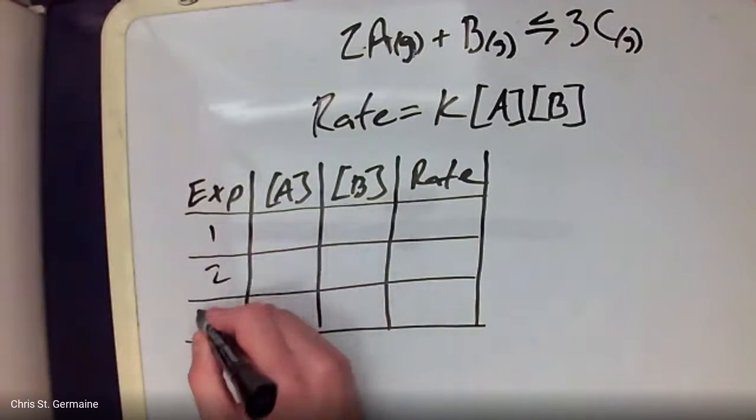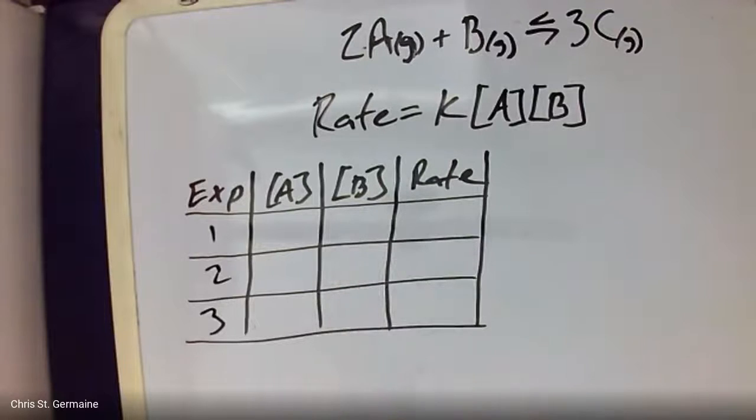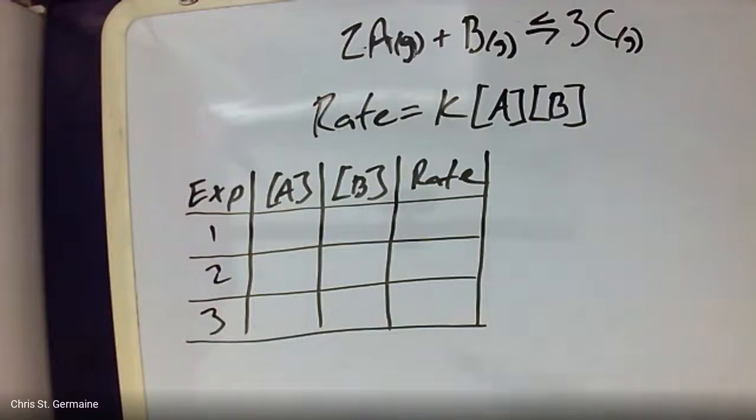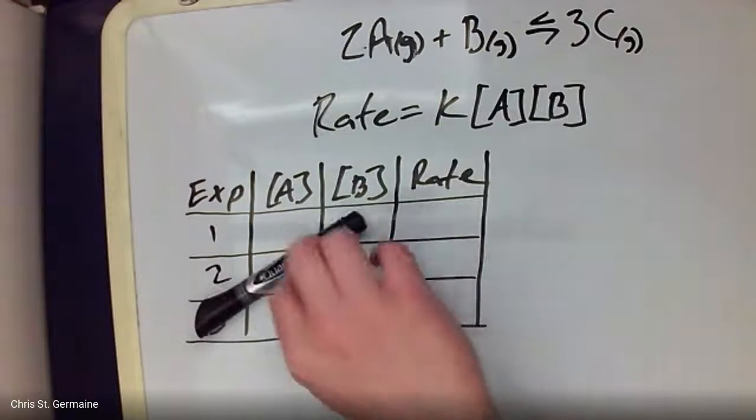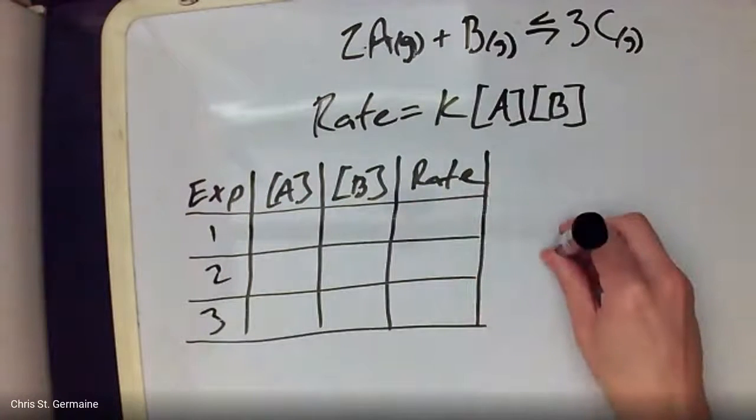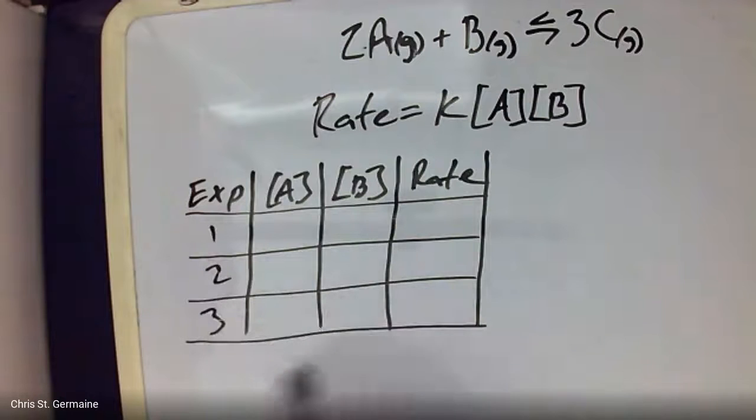What you have to do, first off, what does rate mean? What is the rate of a reaction? What do you think another word for that is? Any guesses? How quickly it happens? Yeah, how quickly it happens. Speed, right? Rate and speed are synonymous.